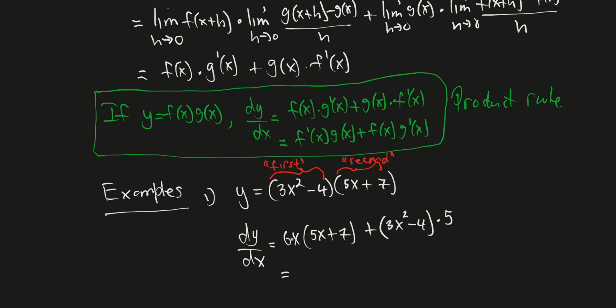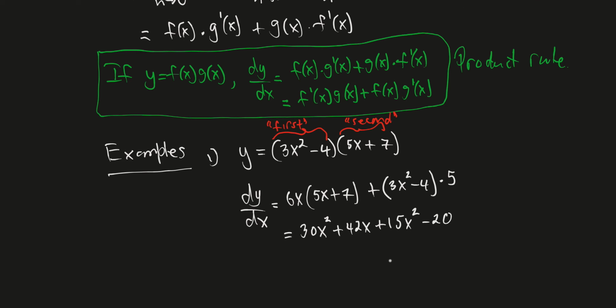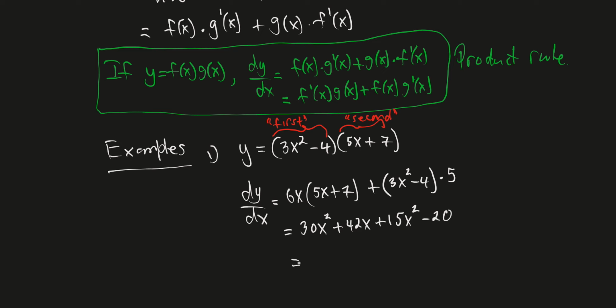Now let's distribute the 6x. So we will have 30x squared plus 42x, and then plus 15x squared, and then finally a minus 20. All right? So we have a pair of like terms. So 30x squared plus 15x squared is 45x squared. And then there's only one term with an x, so bring it down. And then there's just one constant, bring that down. And that's the derivative of our product.